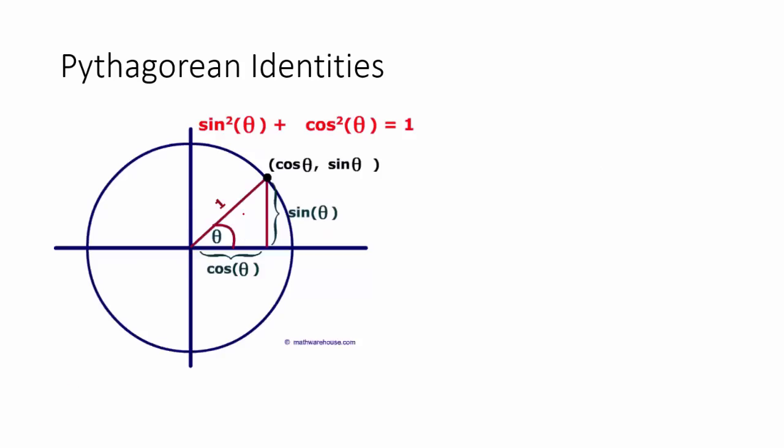So first of all, let's talk about what a trigonometric identity is. It's an equation that is true for all real numbers theta. So this is an example of an identity that we're going to use all the time. Sine squared theta plus cosine squared theta equals 1.